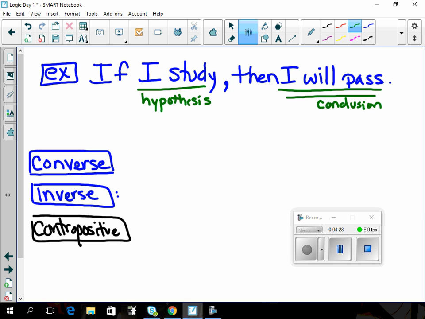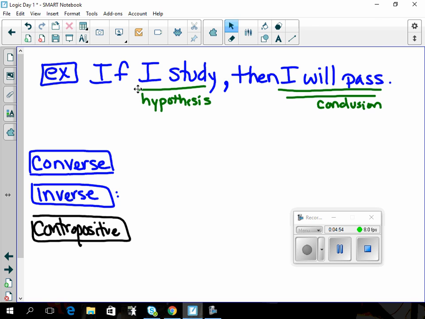What's the truth value of that? What do I mean when I say truth value? Is it always true? Has anyone ever studied and not passed? It can happen, unfortunately. We hope it doesn't, but it could happen. So it's not always true.